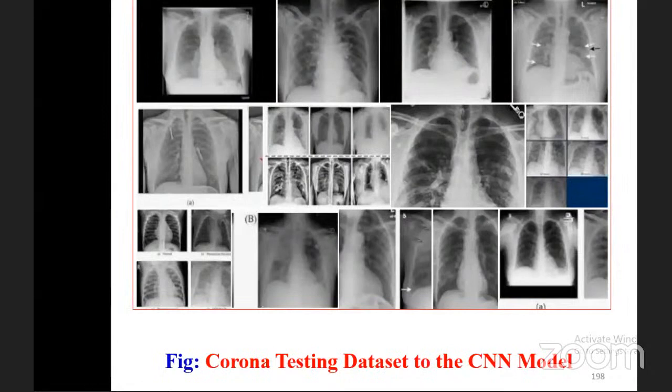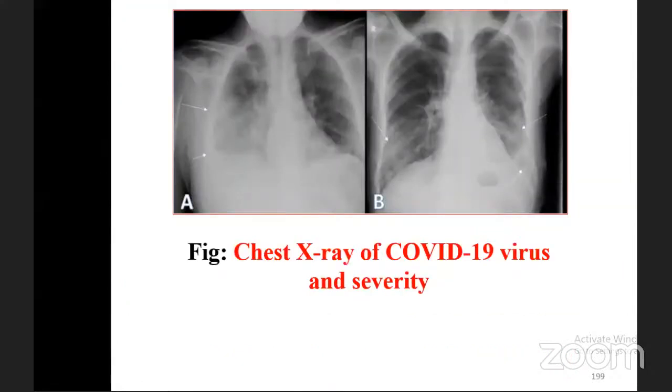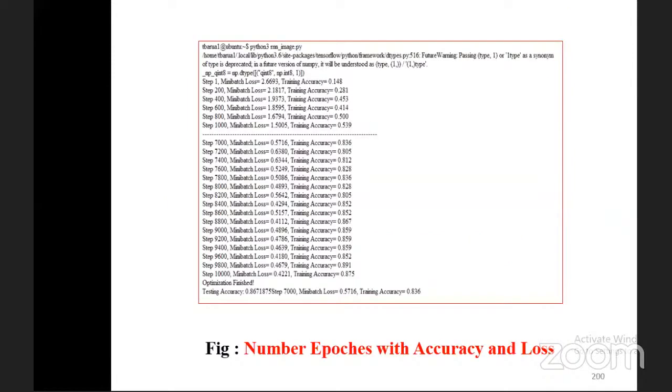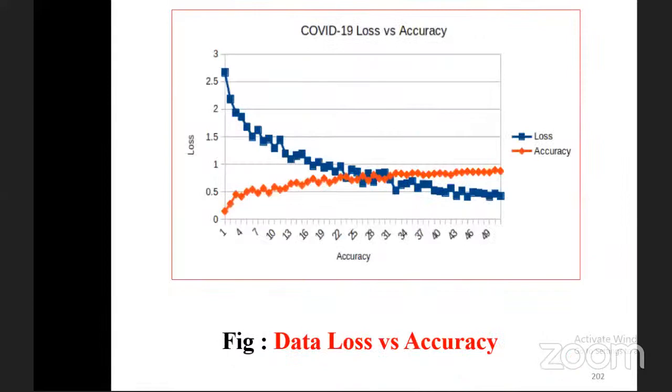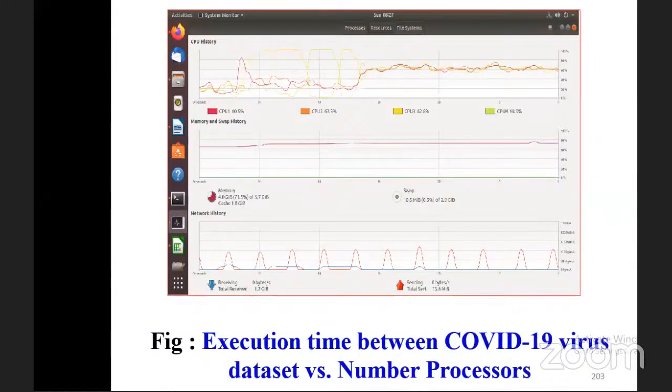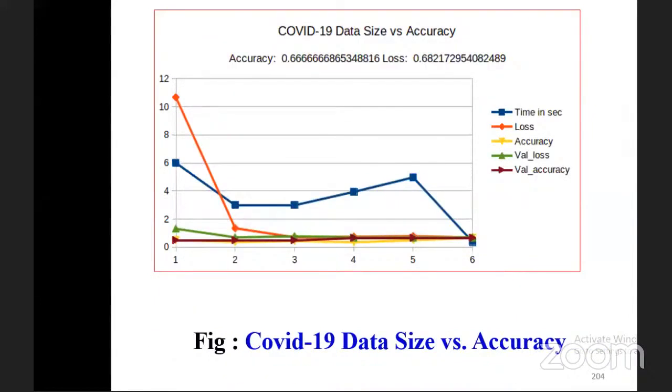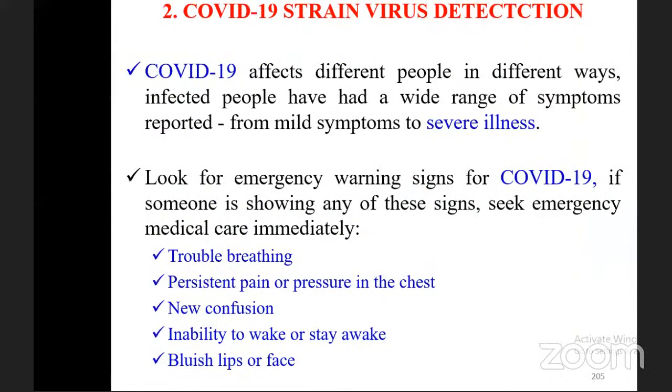This is the corona test data set. Then this is the chest X-ray of COVID-19 virus and the severity levels of the image. These are the results. I got 86.7. Then this is the execution flow. This is the data loss versus accuracy, and execution time between the COVID-19 virus data set versus number of processors. I have used 4 processors. See, my system got stuck one time. This is the execution flow while running my deep learning application. My system got dead slow while executing. Then COVID-19 data size versus accuracy. This is the COVID-19 strain.